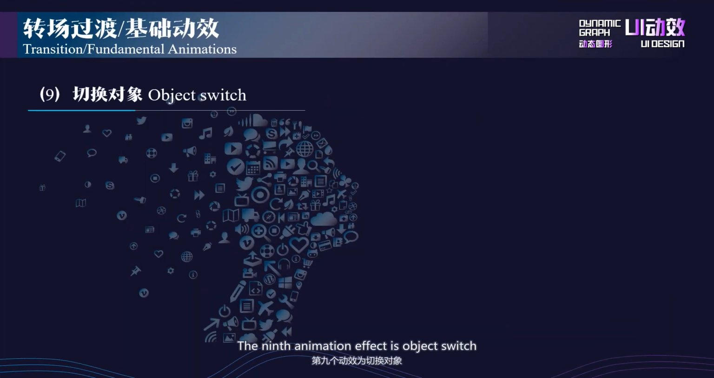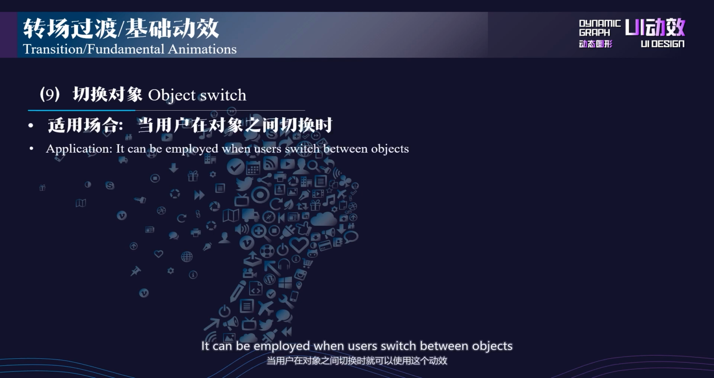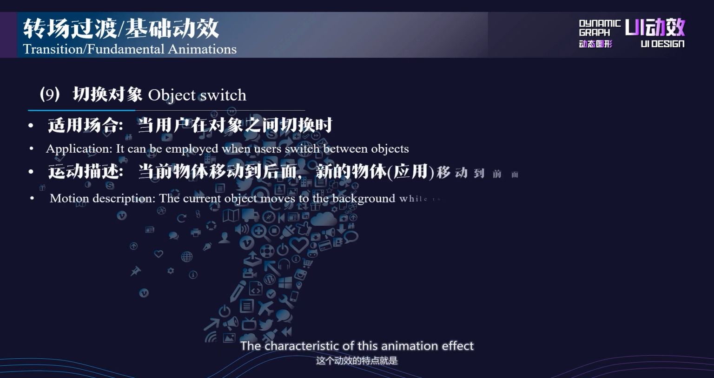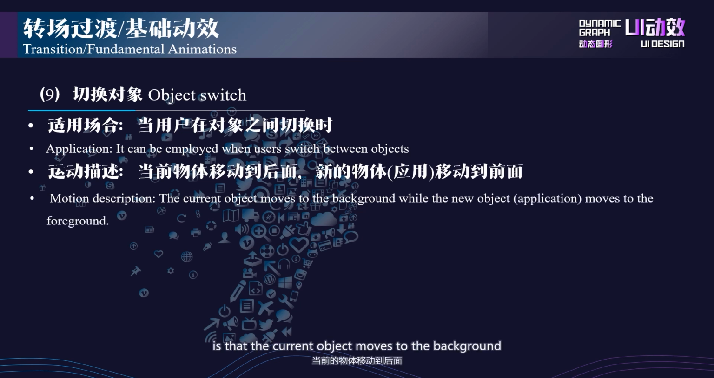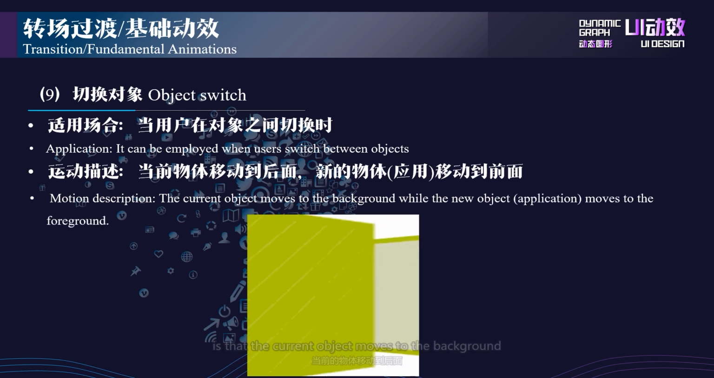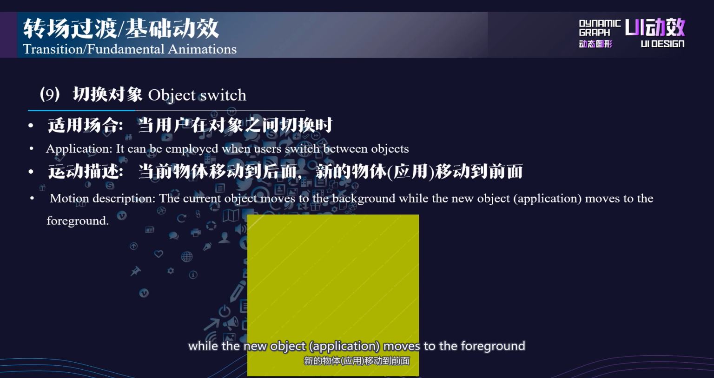The ninth animation effect is object switch. This animation effect is more commonly used compared to the previous ones. It can be employed when users switch between objects, either as an element animation or as a transition effect. The characteristic of this animation effect is that the current object moves to the background, while the new object moves to the foreground.